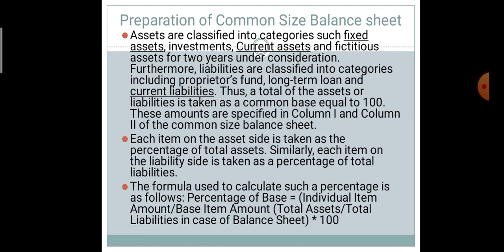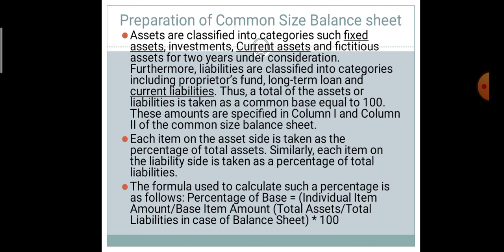In the fourth column, we convert the absolute amounts of the column 2 pertaining to the current year into percentages. In case of statement of profit and loss account, amount pertaining to each line item is expressed as a percentage of net revenues. And in case of balance sheet, amount pertaining to each line item is expressed as a percentage of total of balance sheet.